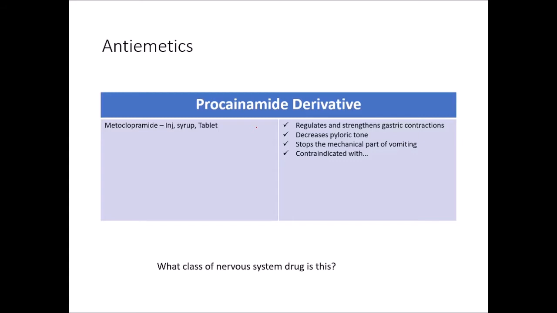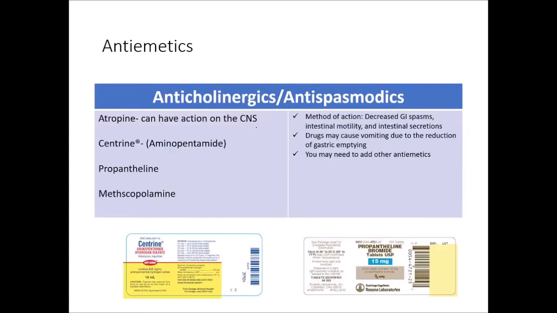Anticholinergics, antispasmodics. Atropine can have action on the CNS, so we have to be careful of that. Centrine is aminopentamide, propantheline, and methscopolamine. These are all anticholinergics that we talked about earlier. Their method of action is to decrease GI spasms, intestinal motility, and intestinal secretions. The drugs may cause vomiting. It's an antiemetic, but it could cause vomiting if the stomach is not emptied before we give it, and we may have to add other antiemetics when we use it.